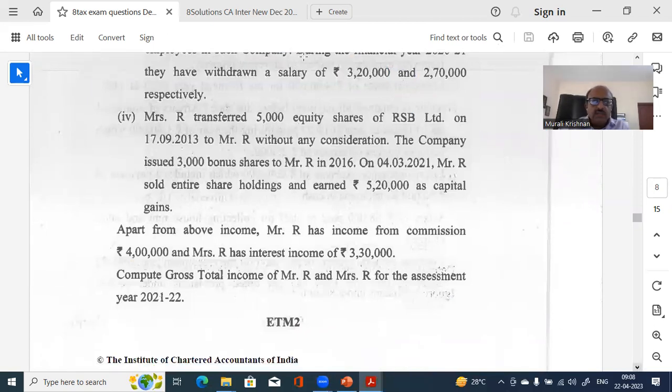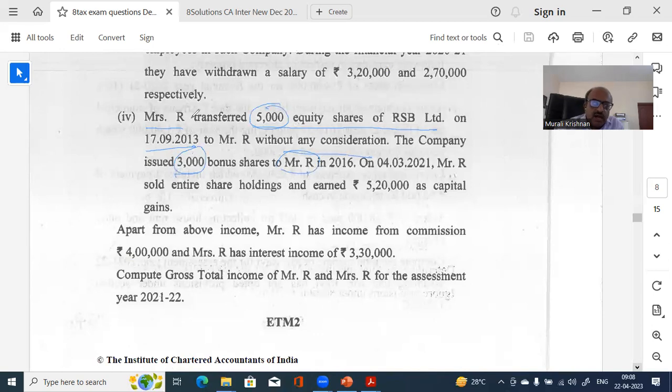Now, next is what? Mrs. R transferred 5,000 equity shares of RSB Limited on 17/9. Again, this is also a little subtle point. To R without any consideration. So again, any income out of it will come under clubbing. But the company issued 3,000 bonus shares to Mr. R. Now, Mrs. R transferred to Mr. R, the reverse way, 5,000. Then the company gave subsequently bonus shares to Mr. R.